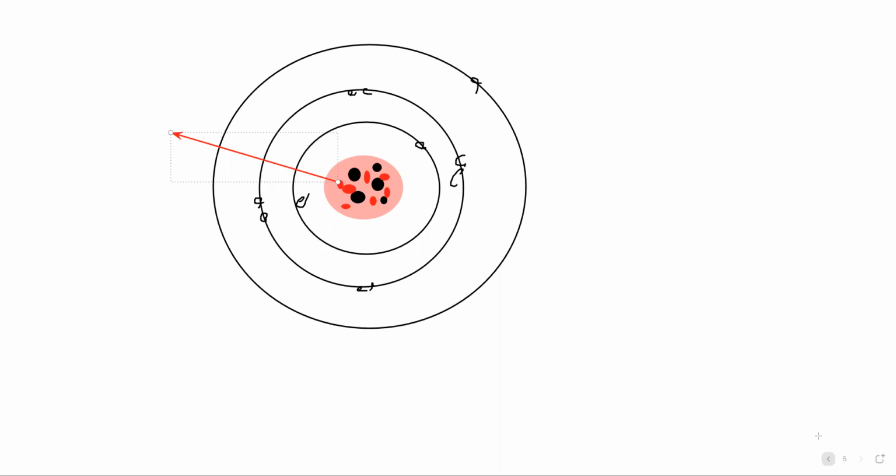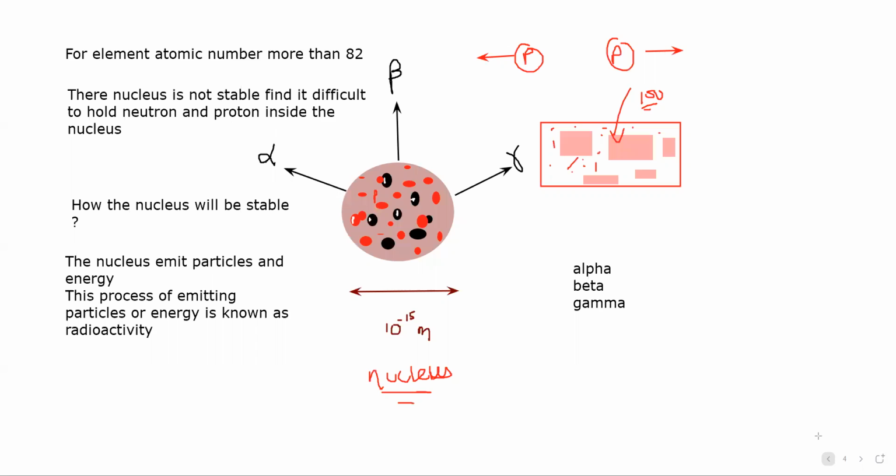When will it stop emitting radiation? When the atomic number is 82. Because the elements which have an atomic number more than 82 are radioactive, meaning their nucleus is not stable. It starts to emit particles, alpha, beta, and gamma, and we call this process radioactivity. Once it reaches atomic number 82, which is the atomic number for lead, it becomes stable.